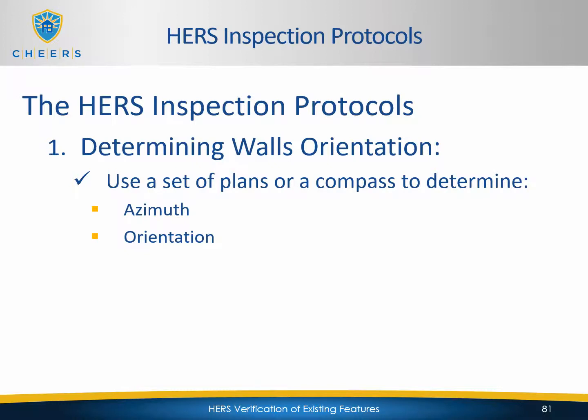Now, for determining wall orientation, you want to use a set of plans or a compass to determine the azimuth and the orientation.